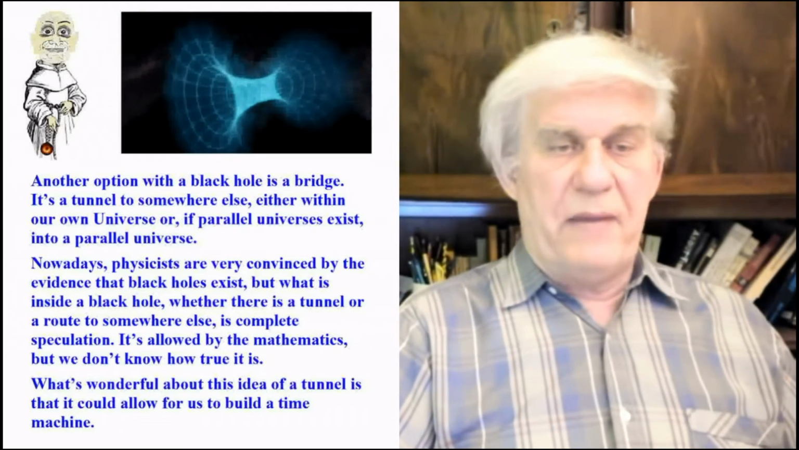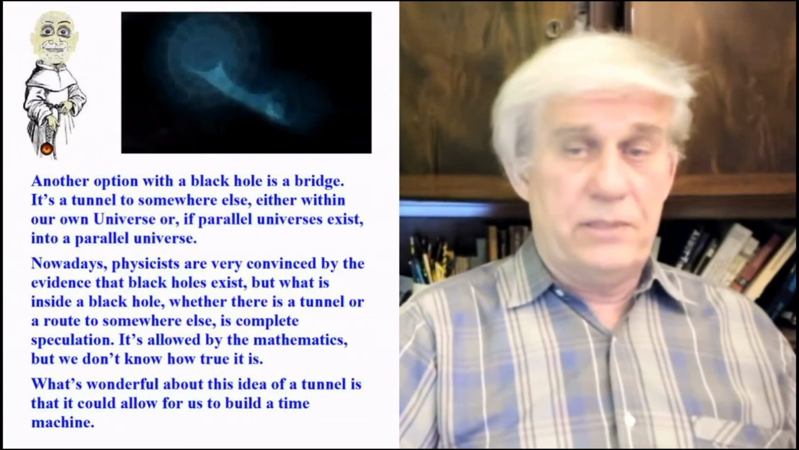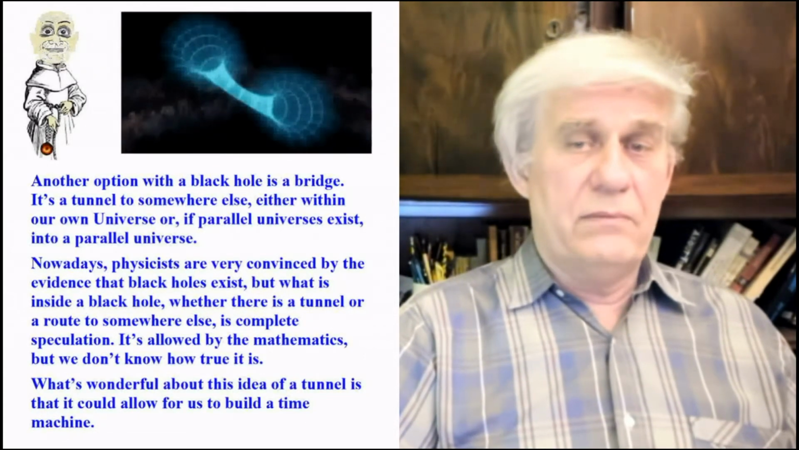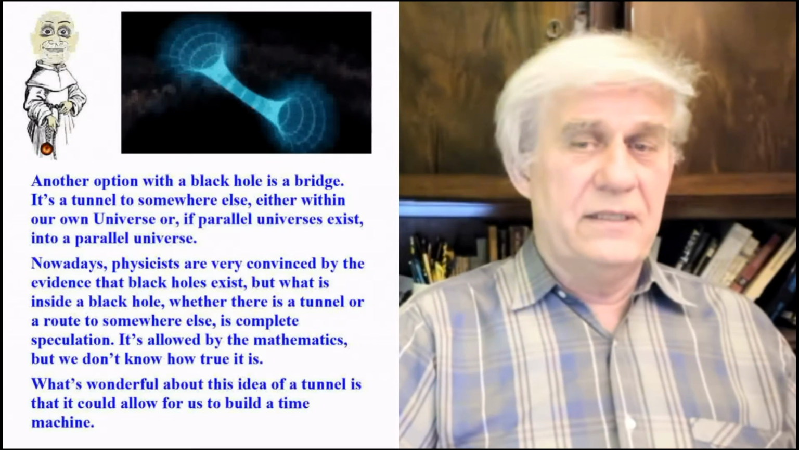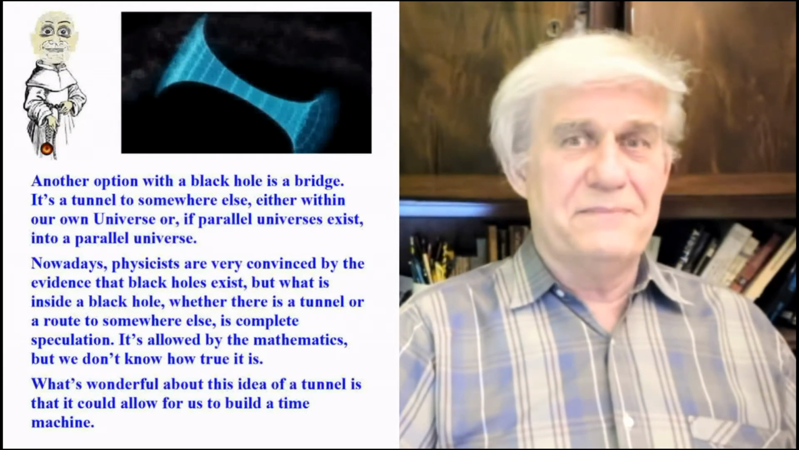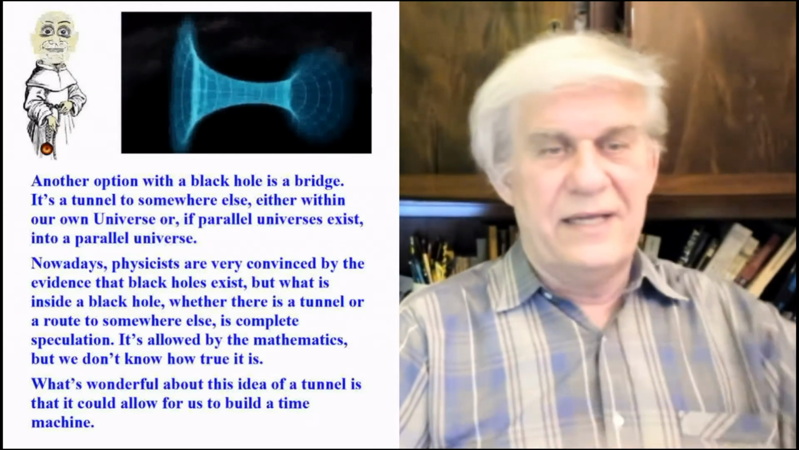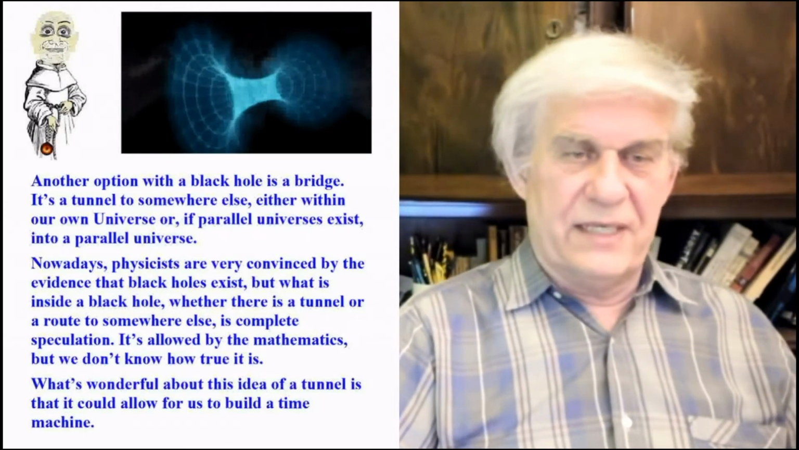Okay, so convinced by the evidence that black holes exist, but what is inside a black hole? Should be all mass and no matter. Even though mass is the quantity of matter, a black hole has no matter, but it has mass. So you figure it out. It's a circular argument that the mathematicians created for themselves.